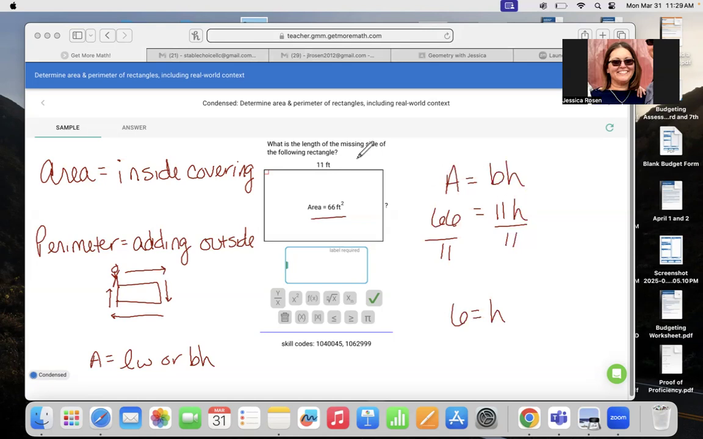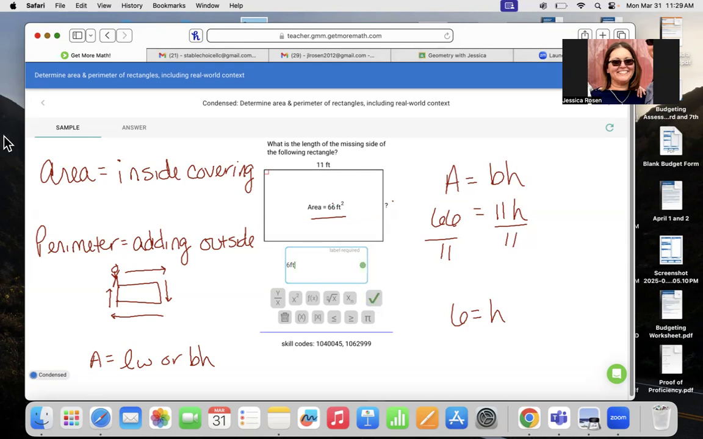Now, the other thing I could say is 11 times what gets me 66, right? And that way I don't even have to use the formula. Totally up to you. But either way, you have to come in here and type 6, and it says the label is required. So the height is 6 feet, right? The length and the width or the base and the height are always going to be the measurements. And then its area is going to be feet squared or square feet, right?